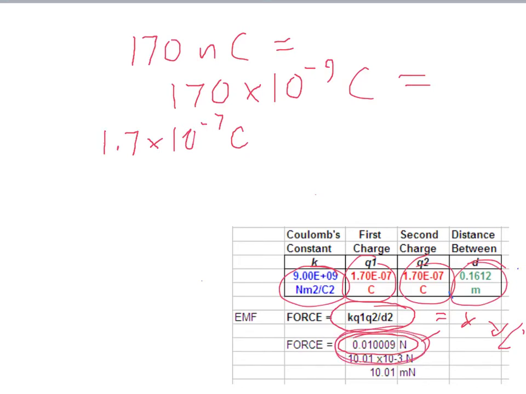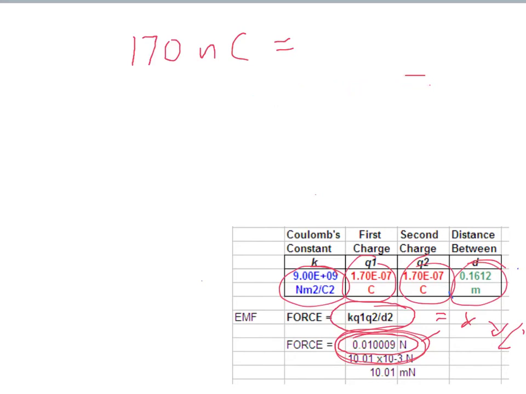If you want to learn how to do that, you can see me and I'll show you how to make your own spreadsheet that can do homework problems with Coulomb's law. But we also know we're going to need to know how to do this with our calculator and use Coulomb's law the same way we use the universal law of gravitation.